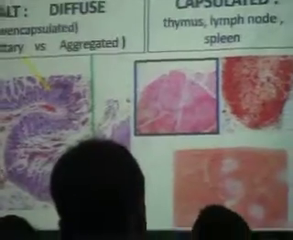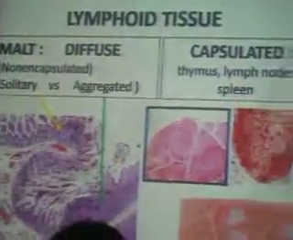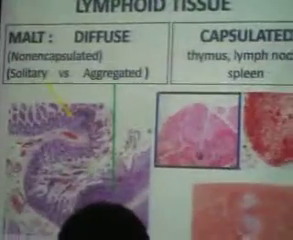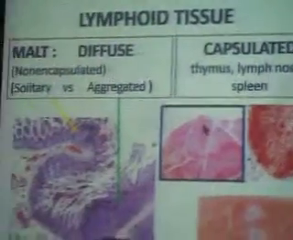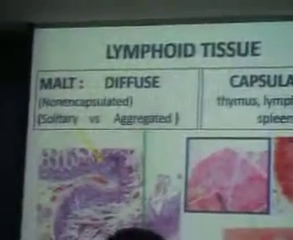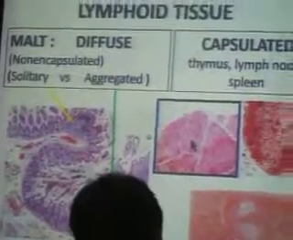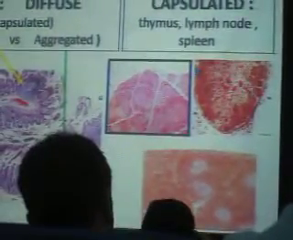So for lymphoid tissue, you have the non-encapsulated, the solitary and aggregated. For the encapsulated lymphoid organs, you have the thymus, the lymph node, and the spleen. The thymus is lobated. The older you get, the more connective tissue you have. Within each lobe, you'll have the medulla and the cortex, and within the cortex, you have your thymic corpuscle. And then of course you have the lymph node. You have the cortex and medulla, isa lang siya.